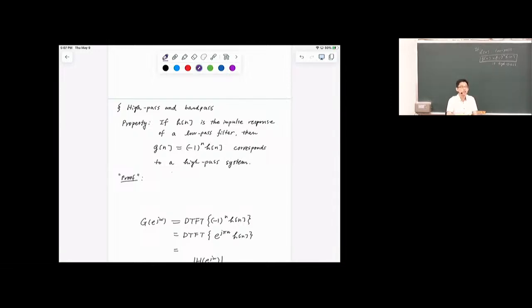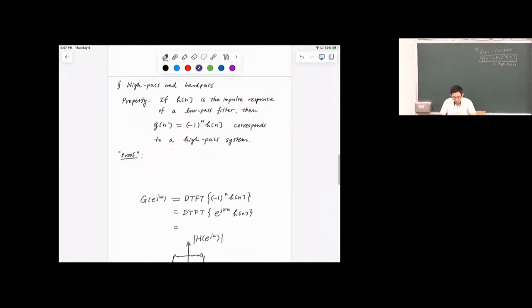But next, I want to switch to the topic before we leave today. I want to first talk about high pass and band pass. What are the design rules? As I mentioned on the board right here, it's a very simple idea. Couldn't be simpler.